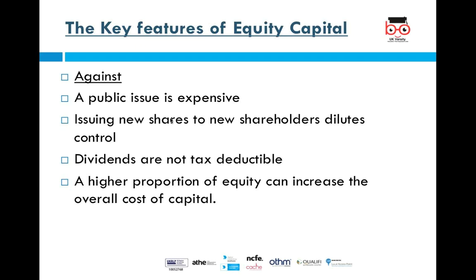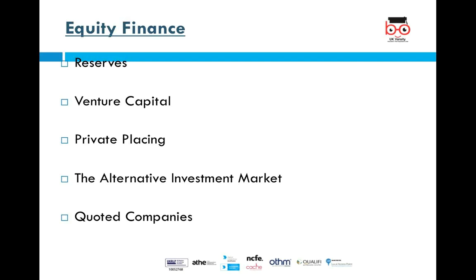And there are disadvantages of equity capital. The public issue is sometimes very expensive, and issuing new shares to new shareholders sometimes dilutes control of the management. Dividends are not always tax deductible, so you need to pay the tax. And a higher proportion of equity can increase the cost of capital. So these are the disadvantages of equity capital. If you want to raise a big chunk of money from the secondary market or within the company by paying a dividend, these are some of the things to weigh against it.